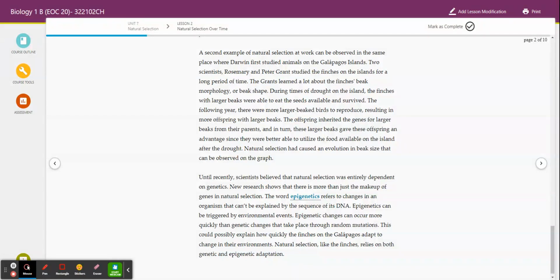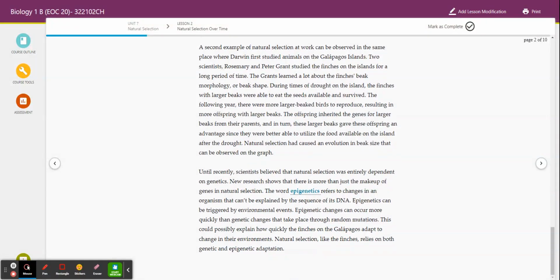Until recently, scientists believed that natural selection was entirely dependent on genetics. New research shows that there's more than just the makeup of genes in natural selection. The word epigenetics refers to changes in an organism that can't be explained by the sequence of its DNA. Epigenetics can be triggered by environmental events.